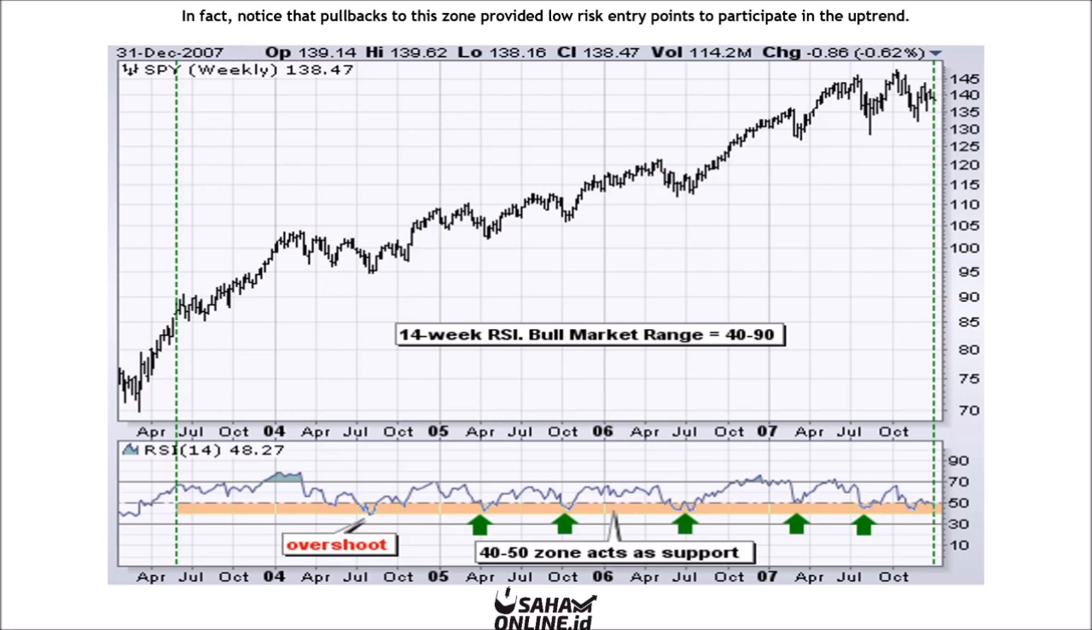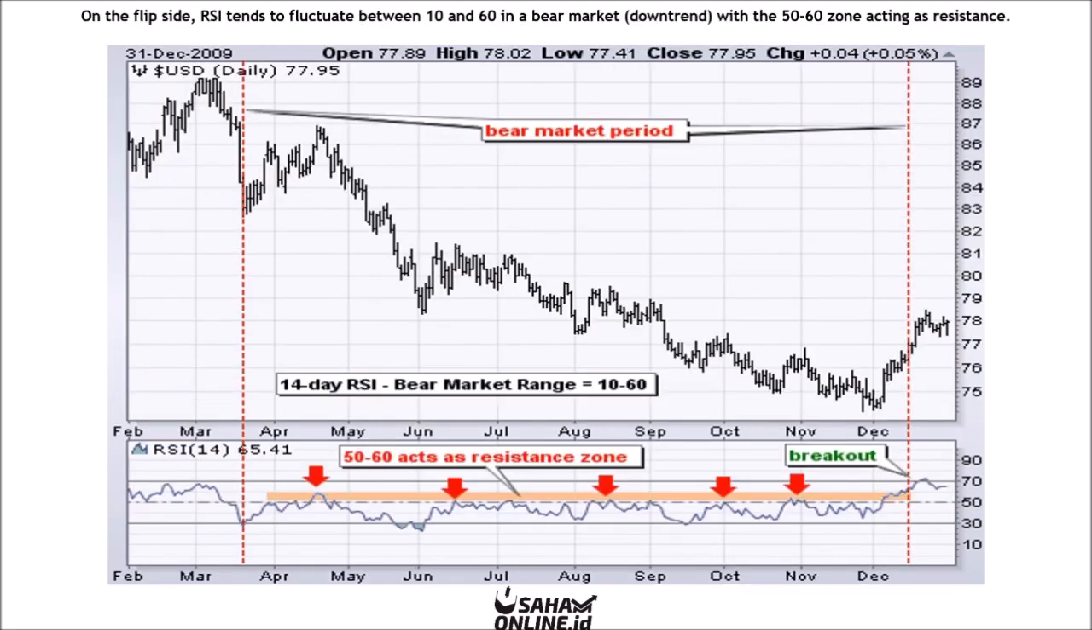On the flip side, RSI tends to fluctuate between 10 and 60 in a bear market, or downtrend, with the 50 to 60 zone acting as resistance. The chart on the screen shows 14-day RSI for the US dollar index during its 2009 downtrend. RSI moved to 30 in March to signal the start of a bear range. The 50 to 60 zone subsequently marked resistance until a breakout in December.